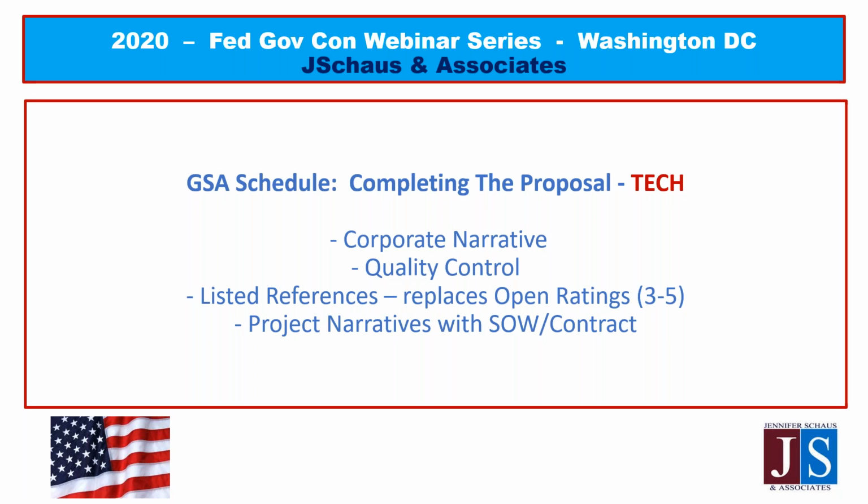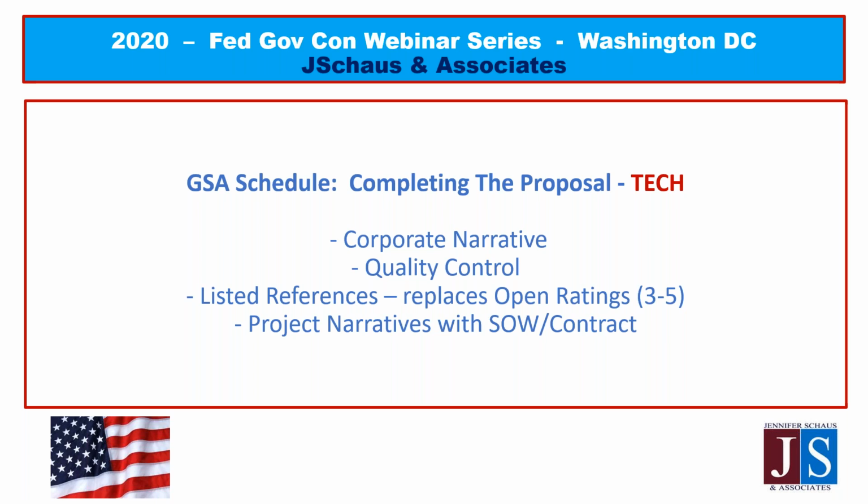If you're going after IT services, you're going to need at least 2. Everything else is pretty much 1 project narrative, but please check the solicitation for those requirements. There's going to be about a 4-page narrative for those with specific questions that GSA is asking you.